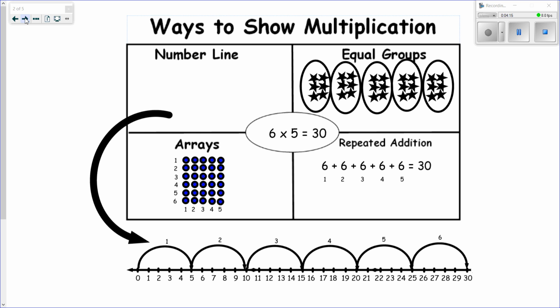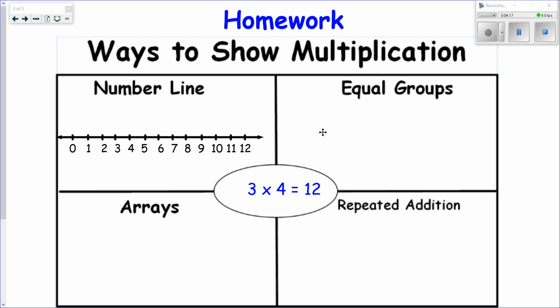So, your homework for the weekend is not to figure out the answer to this question. As you see, I've already given it to you. Your job for this weekend is to show multiplication in these four different ways. So, first of all, you're going to show it on the number line. Remember, the first number is how many jumps. The second number is what you're skip counting by. So, I hope you remember how to skip count by fours. You're going to need it.